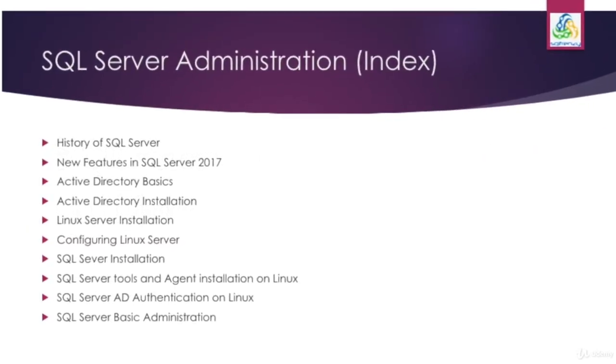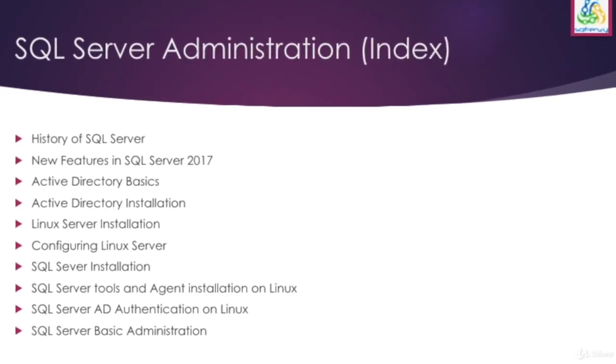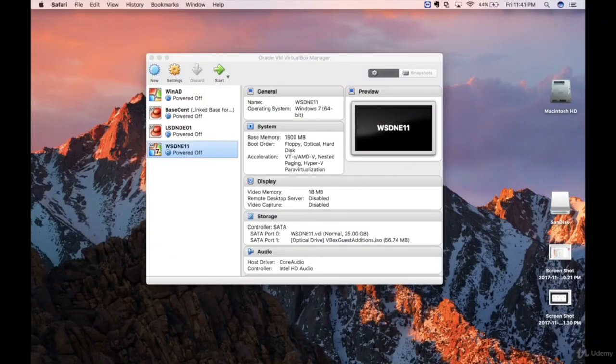Welcome to the installation and configuration of Windows Directory and DNS. In the previous videos, we have discussed the new features introduced in SQL Server 2017 general availability. For this tutorial series, we will be using Oracle VirtualBox for the installation of virtual machines. First, we will begin with the installation of Windows Server 2016. We'll run through the setup of Windows Server 2016 and we'll choose GUI for the training purpose.